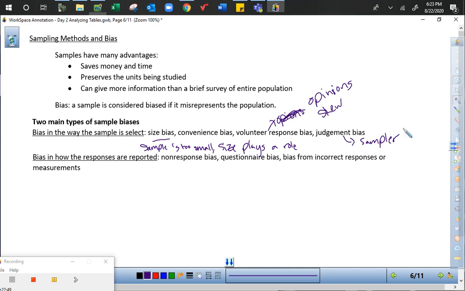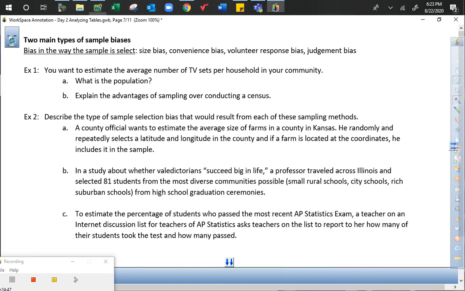Okay, so those are the basic types, and what we're going to do is go through some examples to make these a little bit more clear. So the first branch, remember, is size bias, convenience, volunteer response, and judgment bias. We've got a couple examples to walk through these. First up, it says you want to estimate the average number of TV sets per household in your community. So we want to look at what's the population and what might be better about sampling versus conducting a census. Remember, that just means getting everybody in the population instead of just a subset.